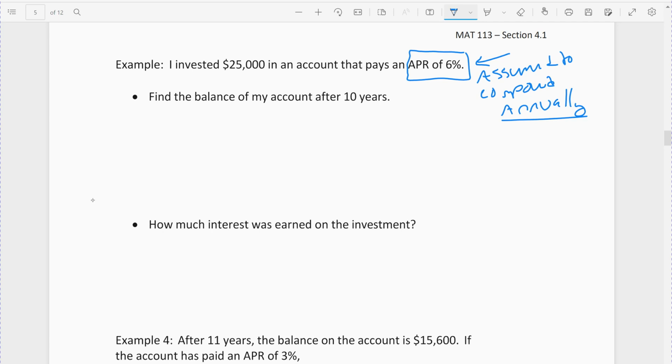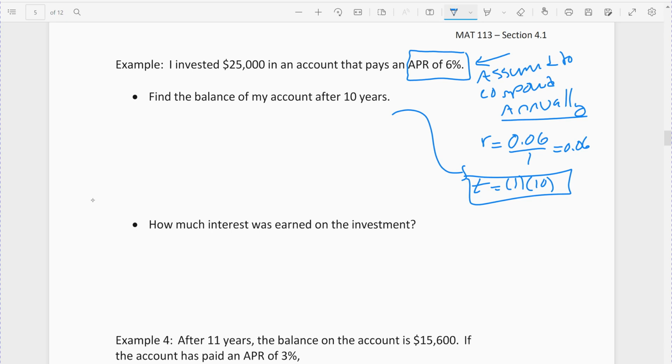All right, so we'll be compounding yearly, which means my APR is my R value in the compound interest formula, because it would be the interest rate as a percent divided by 1. And then T would be 1 times the number of years. So in the first example, it's 10. And so then we use our formula.